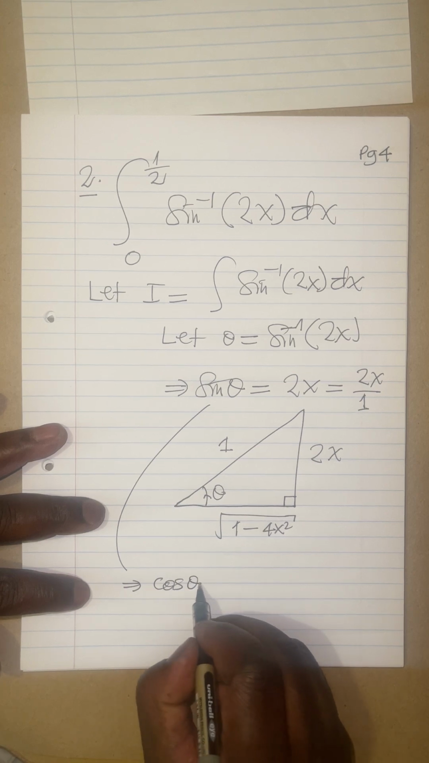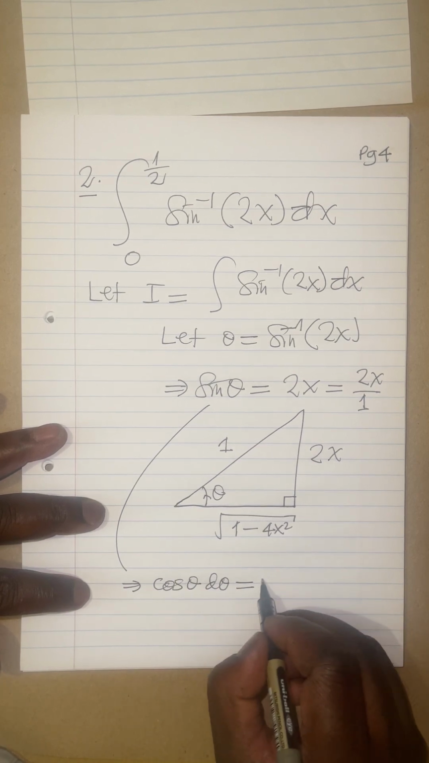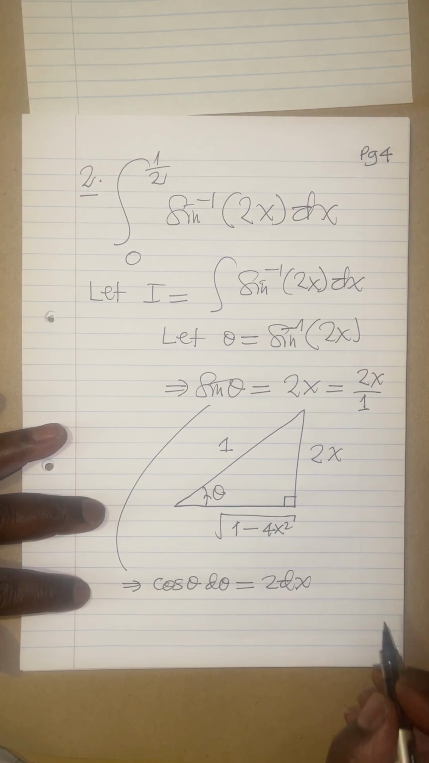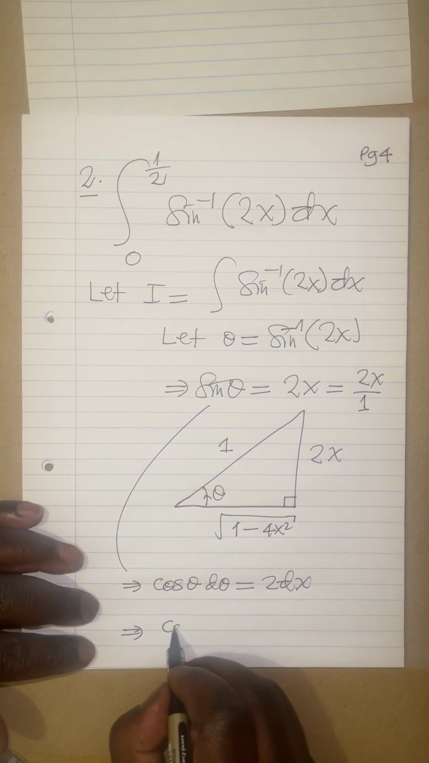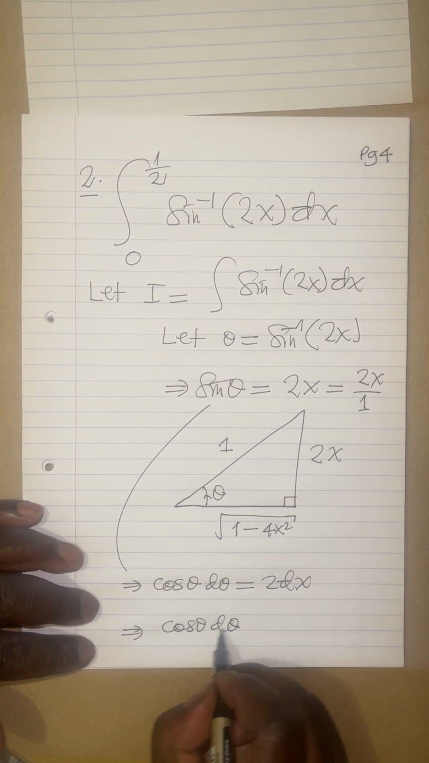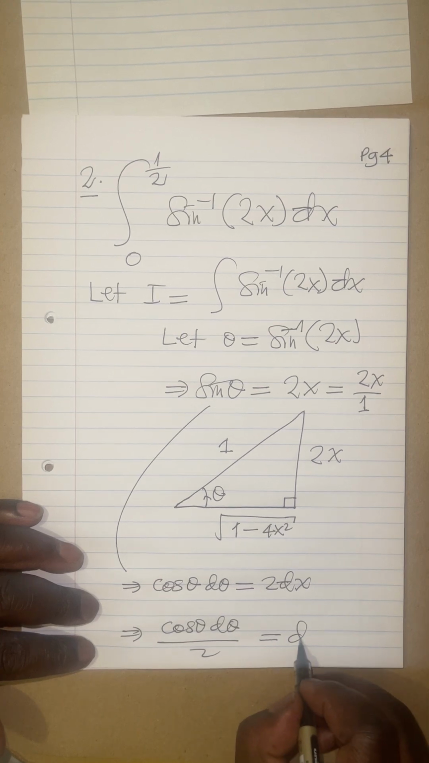So we have cos theta d theta. On the right hand side, we have 2 dx. Now divide by 2 both sides. We're going to have cos theta d theta over 2, and this is equal to dx.